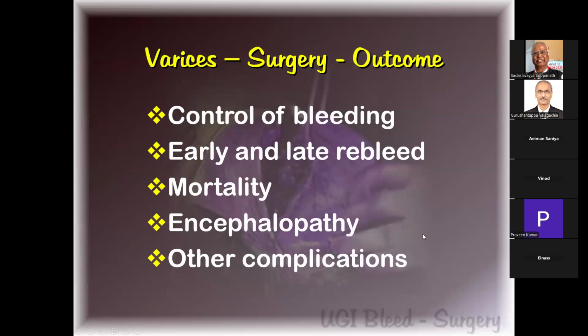And when you are measuring the outcome of your surgery, as I mentioned earlier, you must understand the initial control of bleeding, rate of rebleed, the mortality of your procedure, incidence of encephalopathy, and other complications, which include things like SSI, surgical site infection, lung complication, DVT, and the like, general complications.